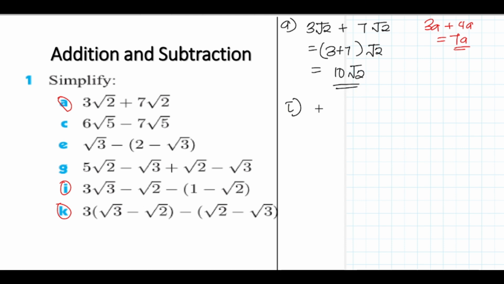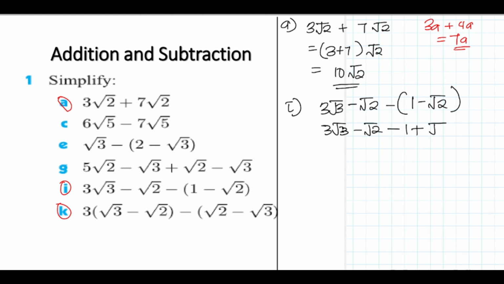I, 3 root 3 minus root 2 minus bracket 1 root 2. So if you open the bracket, we have 3 root 3 minus root 2 minus 1 minus times plus is minus, minus times minus, that would be plus.